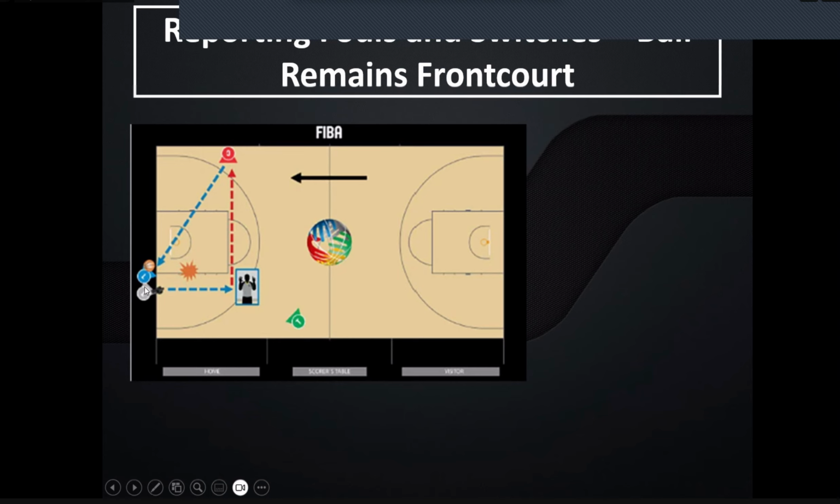So the calling official reports and goes opposite. In this case, because the throw-in is table side, you'll have a lead and trail. So you're going to go opposite to center. Then that center is going to take your place and be lead.